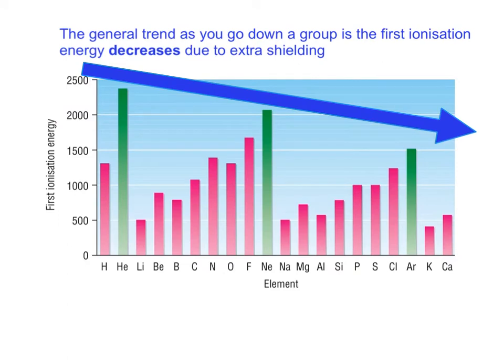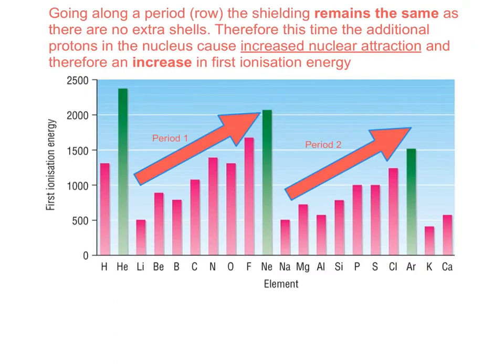So as you go down a group, the general trend is that the first ionization energy decreases due to extra shielding. This can be seen here from going from helium to neon to argon. So if you go along a row, the shielding remains exactly the same because there's no extra shells. So this time what happens is the additional protons in the nucleus as you go from one element to the next cause an increased nuclear attraction and therefore an increase in first ionization energy.